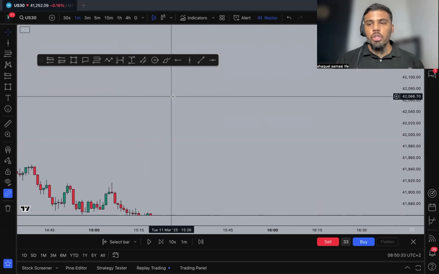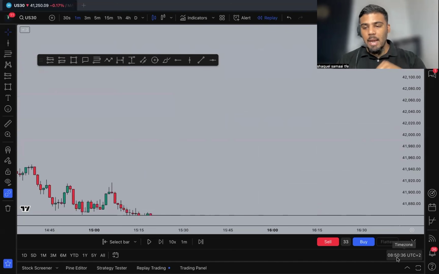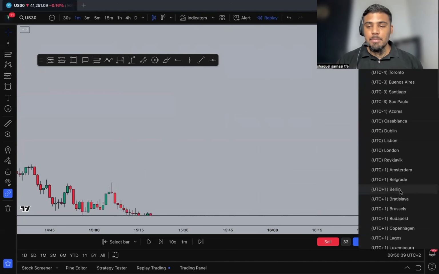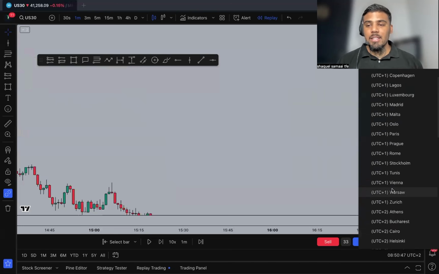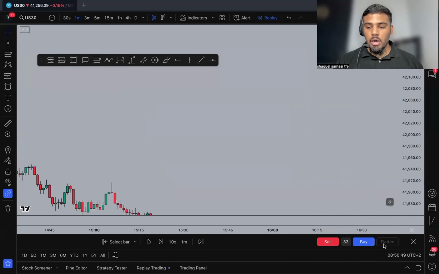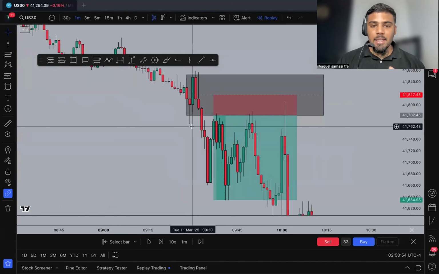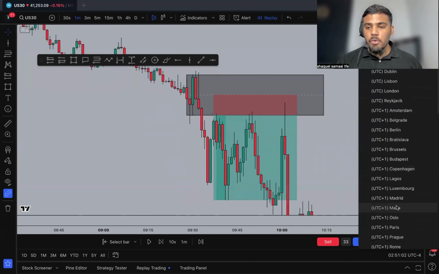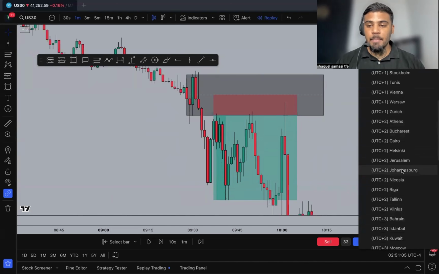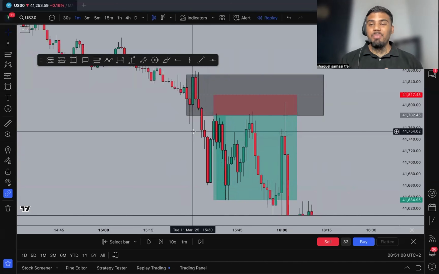First of all, you need to know your time zone. For me, right here at the bottom, you can see the time zone. Mine is right now in Johannesburg, so basically South Africa. That's my time zone. But if you're in a different time zone, you can work it from the New York time zone. You can see basically the 9:30 candle, the New York open candle. In my South African time zone, it's going to be the 3:30 candle on the 1 minute. So write that down, guys.